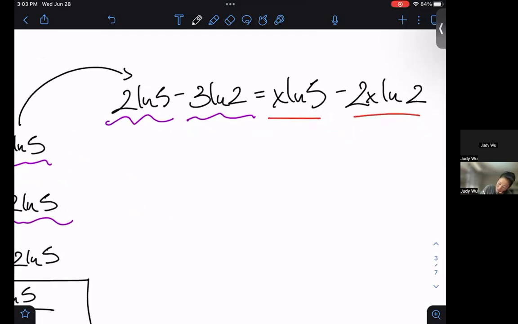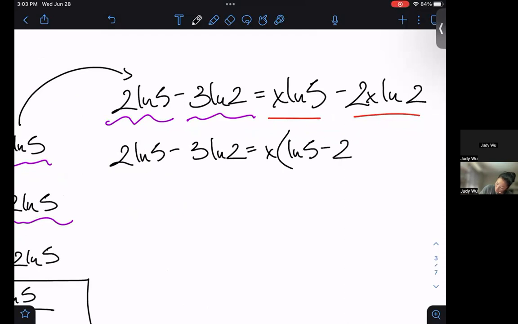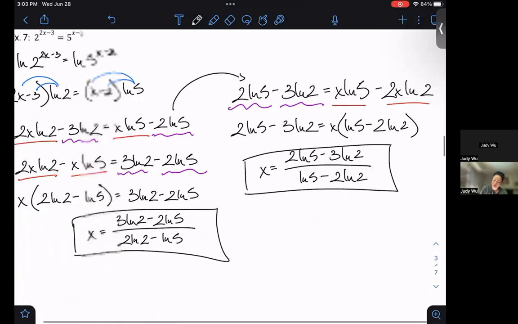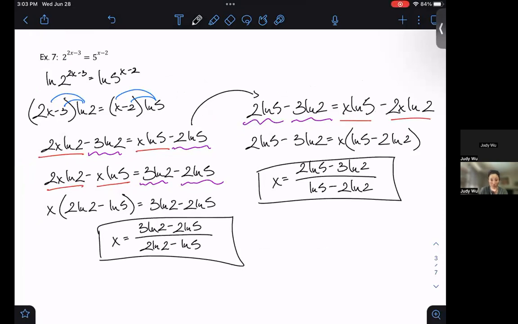And so if I follow that through here, I get something like this, and then I divide both sides by x, or by the thing in the parentheses. And I get this. Okay. So both forms of these answers are acceptable, all right? Both forms are acceptable.